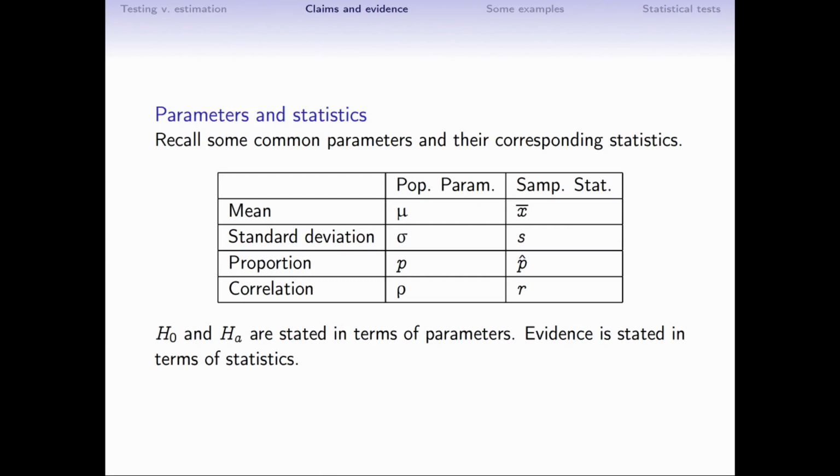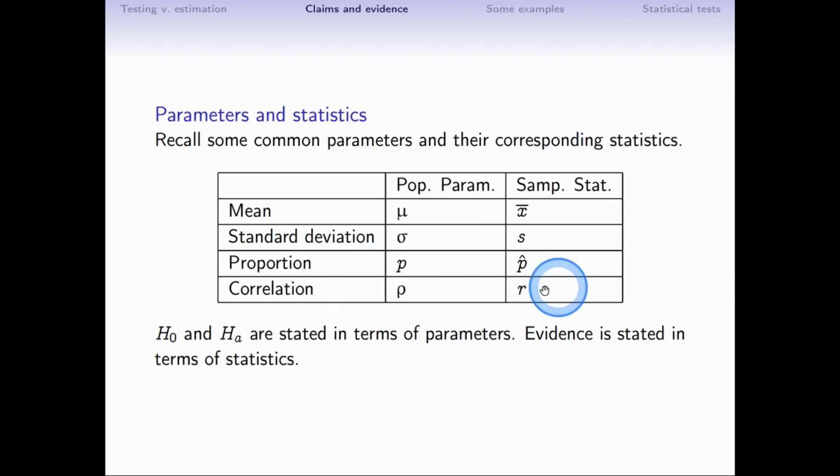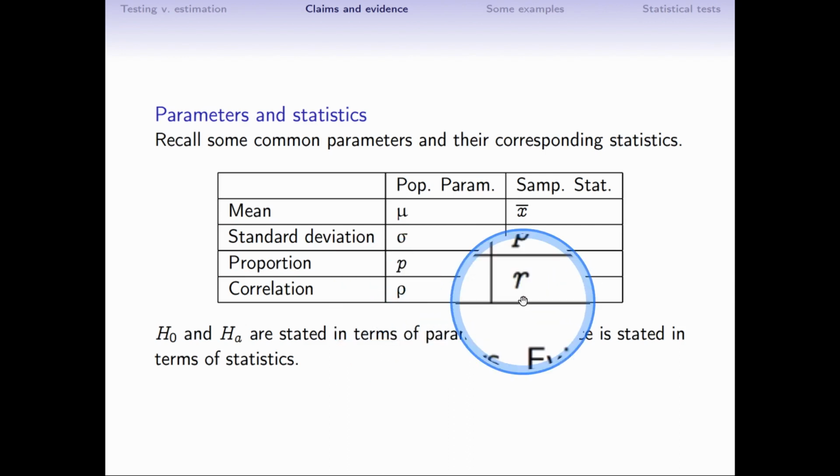At this point, I just want to remind you of some common population parameters and their corresponding sample statistics. You can see them in the table here. You're familiar with all of these, so I won't bother reading through this table with you. I just want to remind you, though, that you will always be phrasing your null and alternative hypotheses in terms of the population parameters, and you will be seeking evidence in the corresponding sample statistics. So if a null or an alternative hypothesis is being phrased in terms of the parameter rho, you will seek evidence in the sample statistic r.